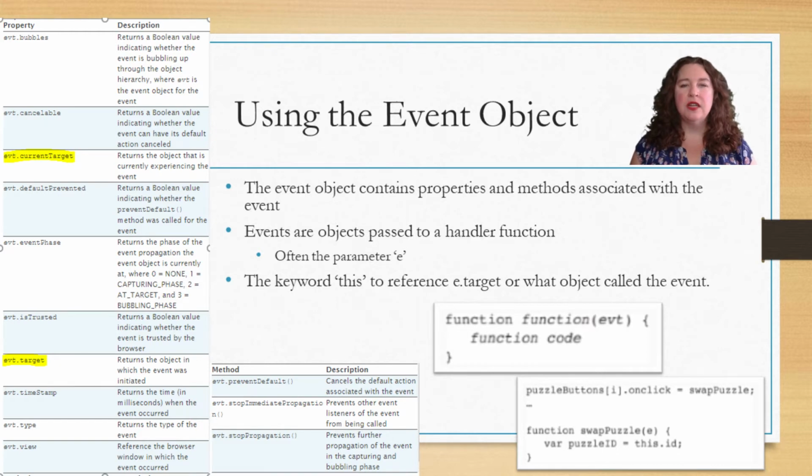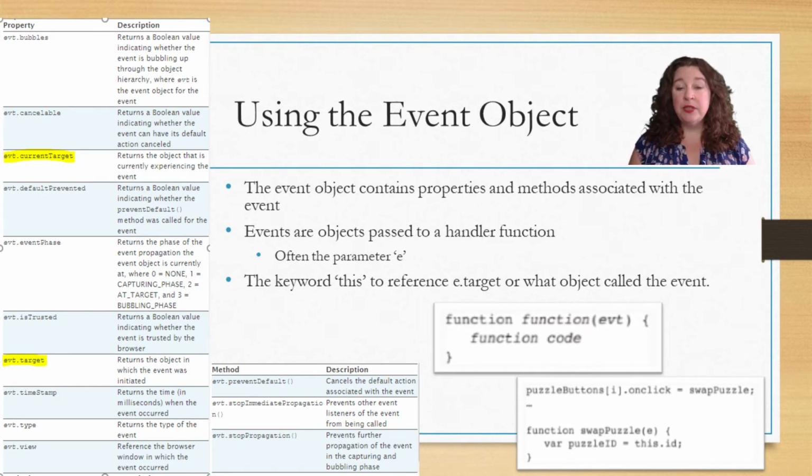Whatever the object is that called the event, that caused the event, that's going to be this. So you can save yourself a little bit of code so you don't have to do e.target. You can just say this and it knows. It knows that this is the object that caused the event to occur.